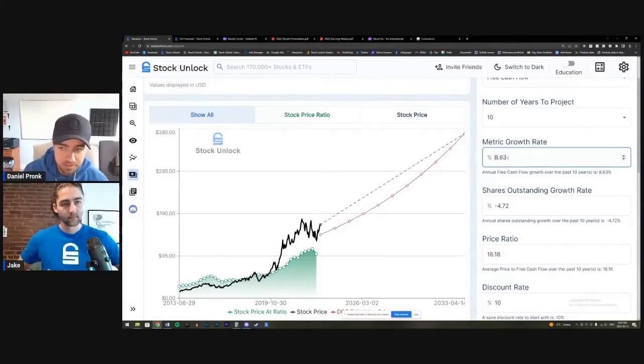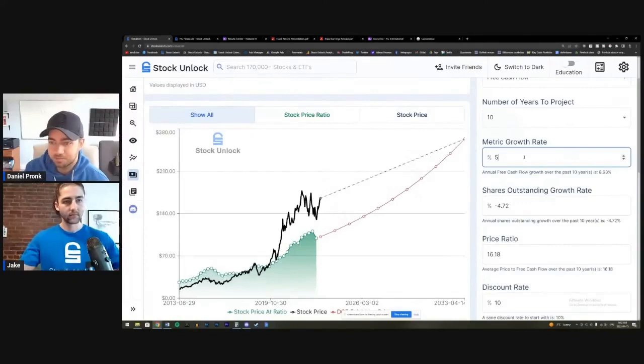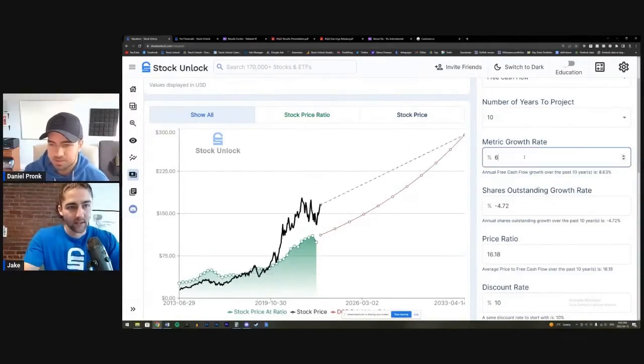I don't know if you want to believe in that or not, but I think that this is actually a little bit too optimistic in Apple's case. I think that they're probably going to grow at like 5% or 6%. Let's be optimistic. Let's say 6%.